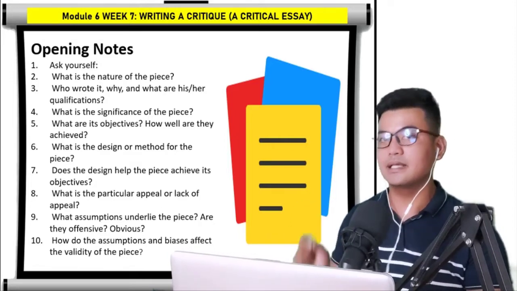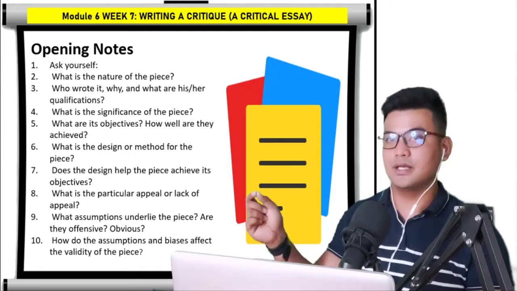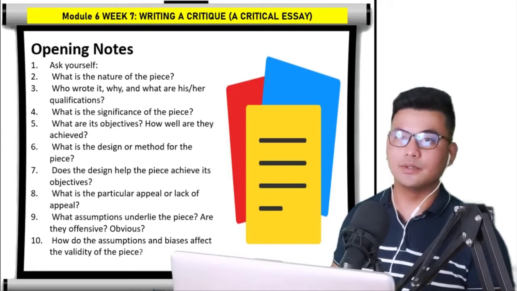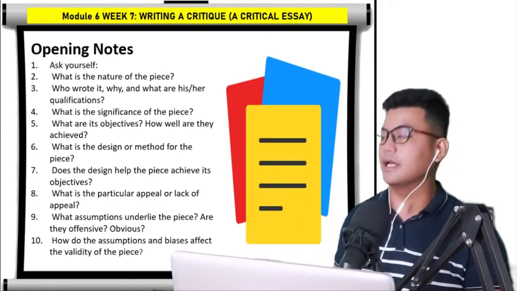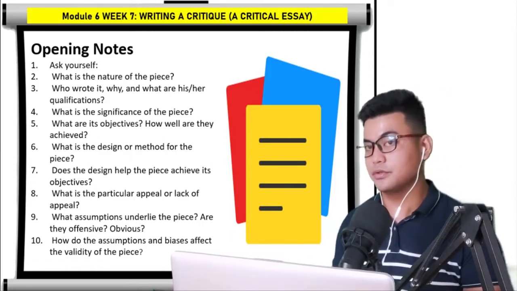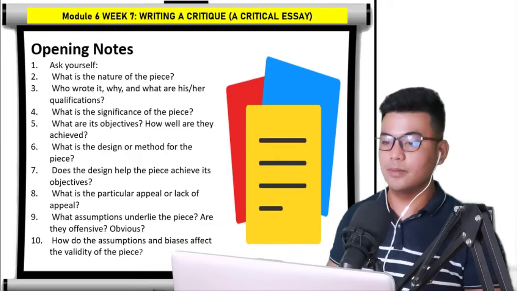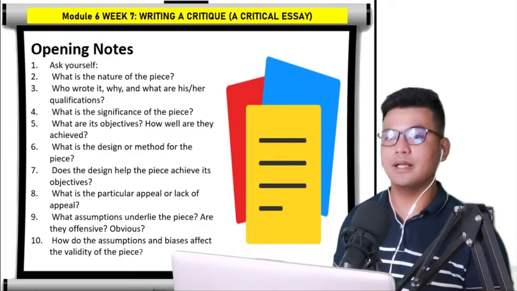Mahalaga kasi integrity ng writer. Okay? Kung yan ay si J.K. Rowling, okay, so more on fiction yan about Harry Potter. Kung yan ay mga local writers natin, alam natin na more on farming, agriculture. So, usually, ganun yung settings ng mga Filipino writers. What is the significance of the piece? Okay, ano kahalagahan nito? Bakit ito sinulat?